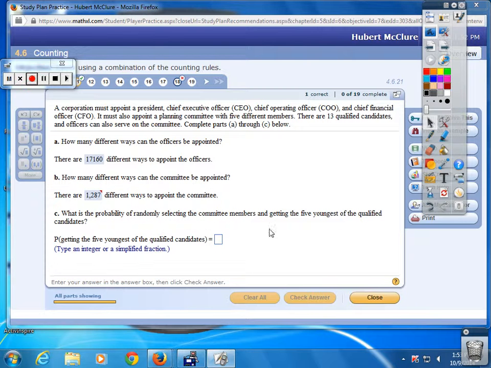What is the probability of randomly selecting committee members and getting the five youngest of the qualified candidates? Do they say anything on here about being the youngest? Corporation must appoint a president, chief executive, blah, blah, blah. It must also appoint a planning committee with five different members. There are 13 qualified candidates, and officers can also serve on the committee. I don't know what would be considered youngest. I don't know how you would do that with no information up here. Is 20 young? Is 30 young?